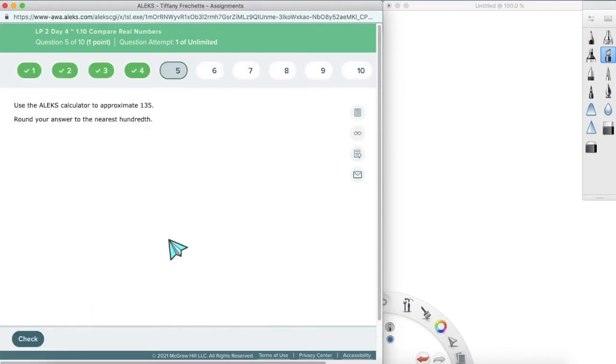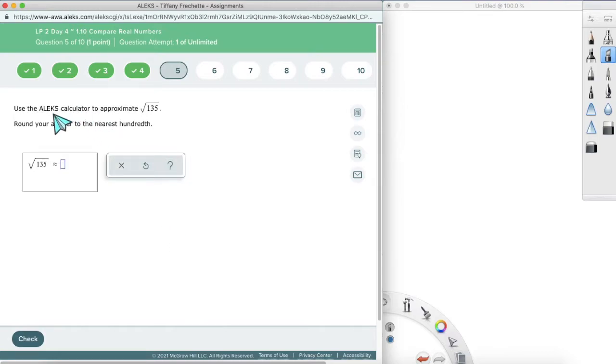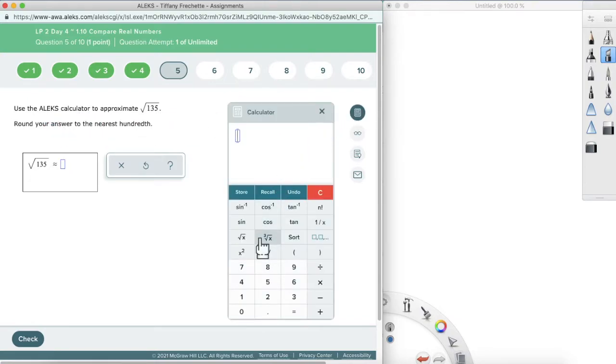It says use the calculator to approximate the square root of 135 and round your answer to the nearest hundredth. So let's pull up our calculator here. And remember, on this one we have to click the button first. If you're using a smartphone calculator, you type the number in and then click the button. It's just a difference in calculators. So let's click equals.